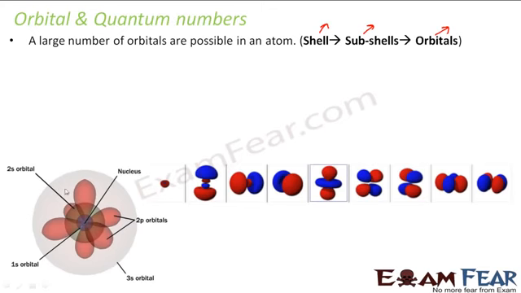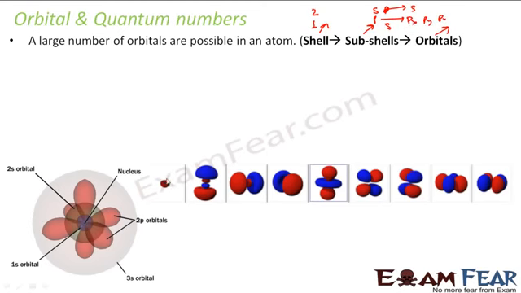For example, you have n is equal to 1, 1s, that is shell number 1. In that you have a subshell, s is the subshell. And then you have orbitals, in this case only one orbital. If you talk about n is equal to 2, that is a shell, there you have two subshells, s and p. For the s subshell, there is only one orbital. For the p subshell, there are three orbitals, px, py, pz.